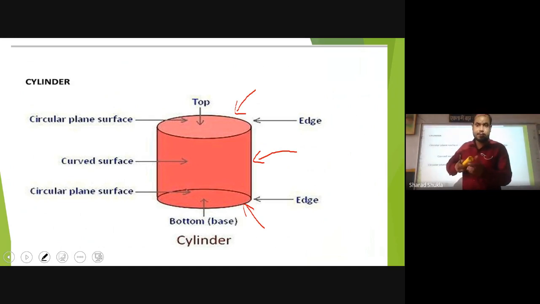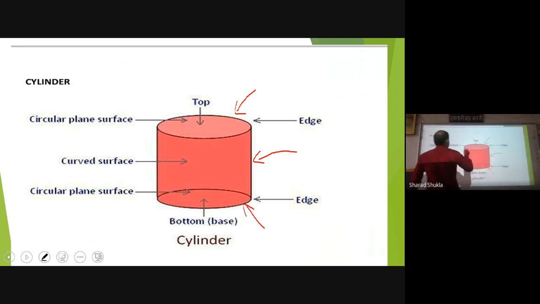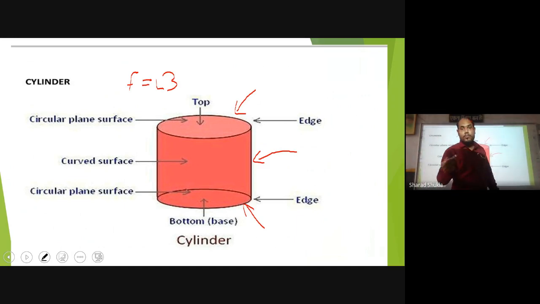So see that this is a circular plane surface. Here are two circular plane surfaces and one curved surface. So we observe here the number of faces is 3: 2 circular faces and 1 curved face. 2 plus 1 is equal to 3 total faces. Okay. Next we count the number of corners.